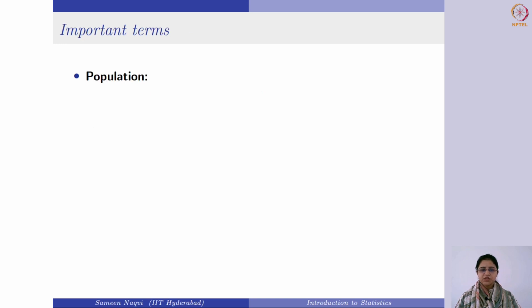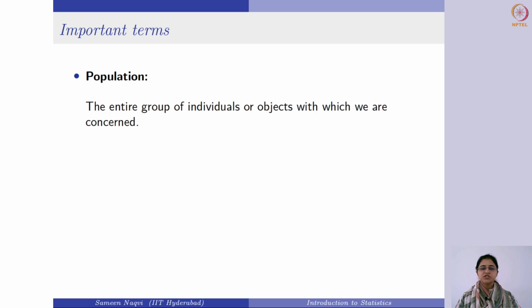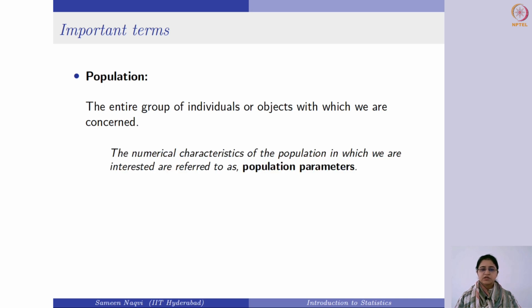population. As you all know, population is basically the entire group of individuals or objects in which we are interested. Here, the numerical characteristics of the population are referred to as the population parameters. So these population parameters are in fact fixed, but they are unknown. That is why our interest is in gaining information about them.